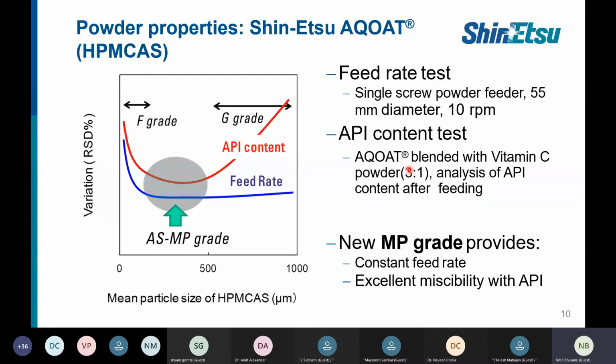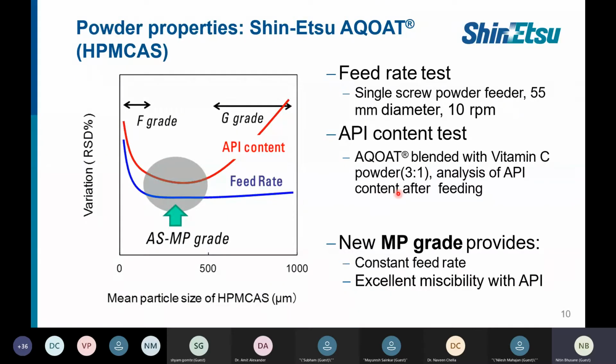Now we talk about the powder properties. We had done one experiment basically. We have taken one single screw powder feeder with a 55 diameter, and we kept the screw RPM at around 10. In the powder feeder, we took a mixture of the polymer blend with vitamin C. We kept the polymer to drug ratio around 3:1. And what we checked was the API content after feeding, basically.